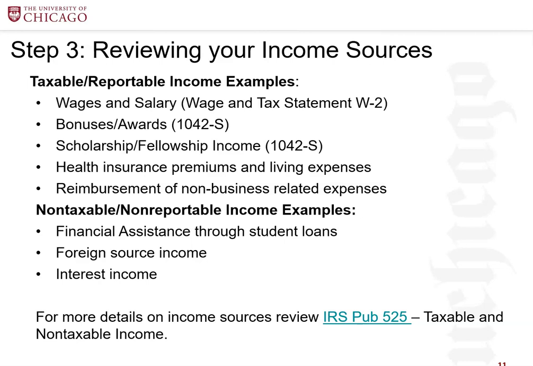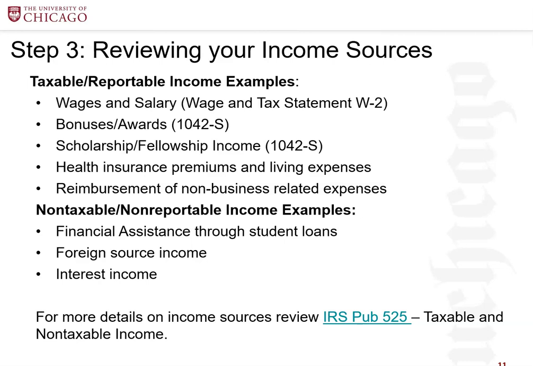Taxable reportable income examples would be wages and salary, so those would be reported on your W-2. Bonuses and awards would be reported on a 1042-S. Scholarship fellowship income would be reported on a 1042-S. Health insurance premiums and living expenses. Reimbursement of non-business related expenses.